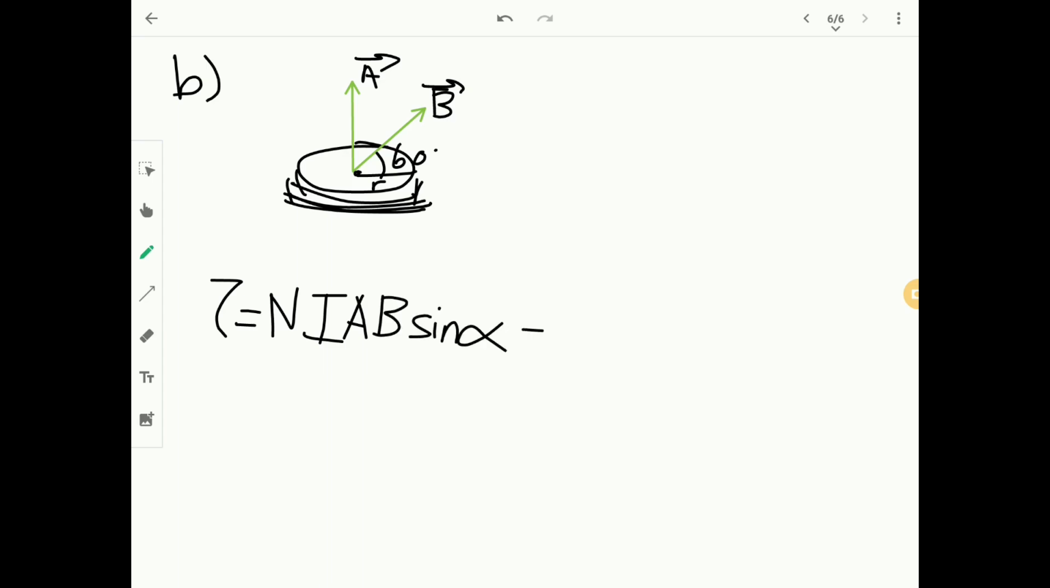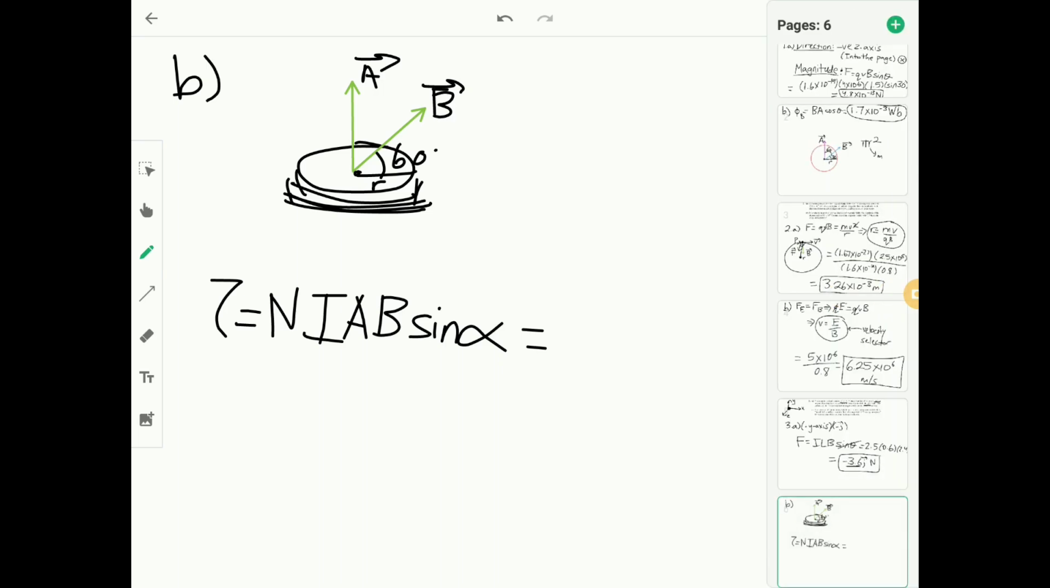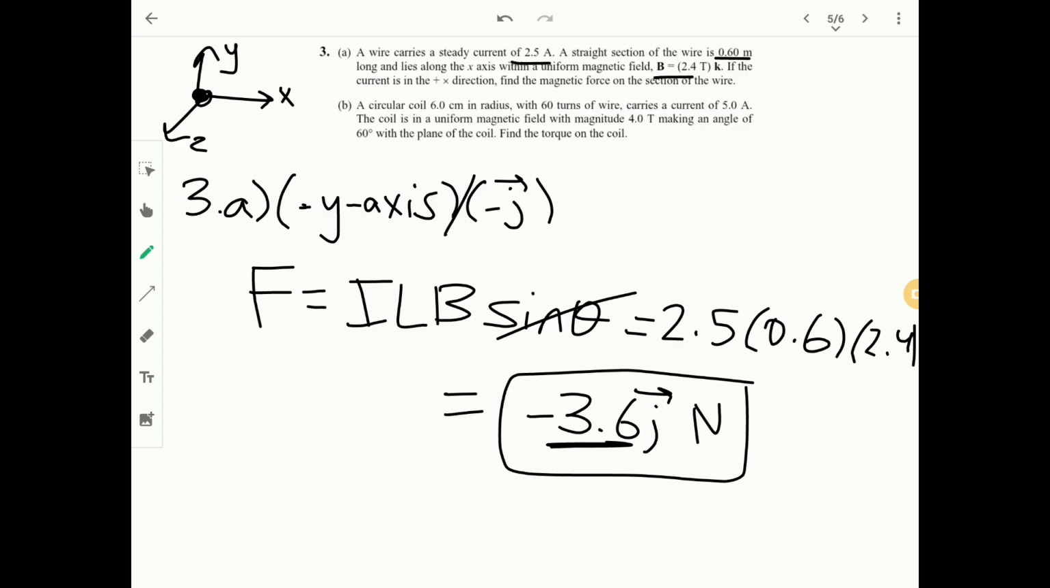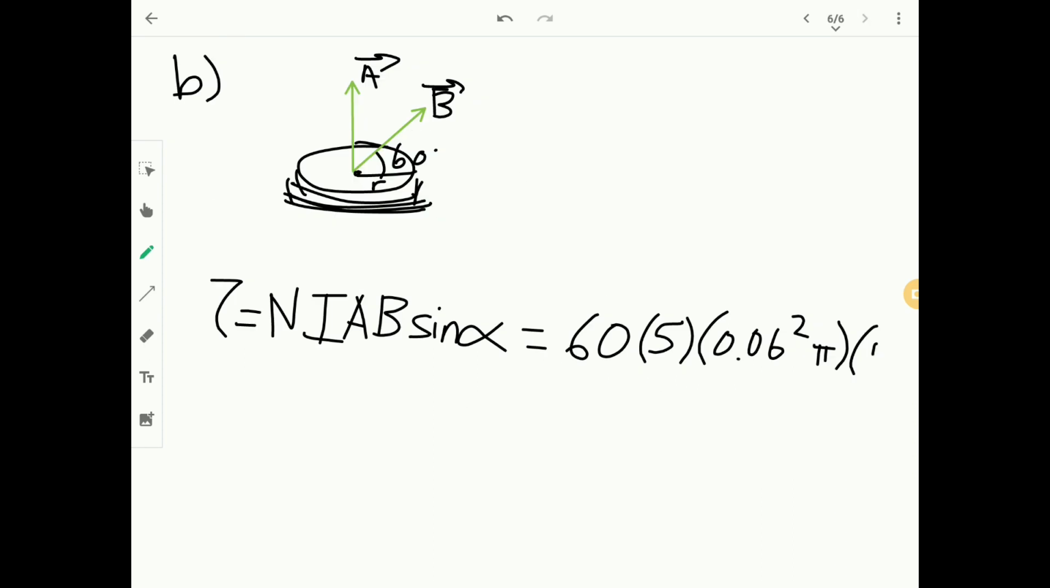It's a very long formula. So let's see. N is the number of turns, which was 60. I is 5. A is the area, so 0.06 squared times pi. B is the magnetic field, being 4 Tesla. But what's sine alpha? Do we do sine 60, sine 180? Well, alpha has to be the angle between the area vector and the magnetic field. We have 60 being the angle between B and the plane, so obviously the other angle would be 30, giving us an answer of 6.79.